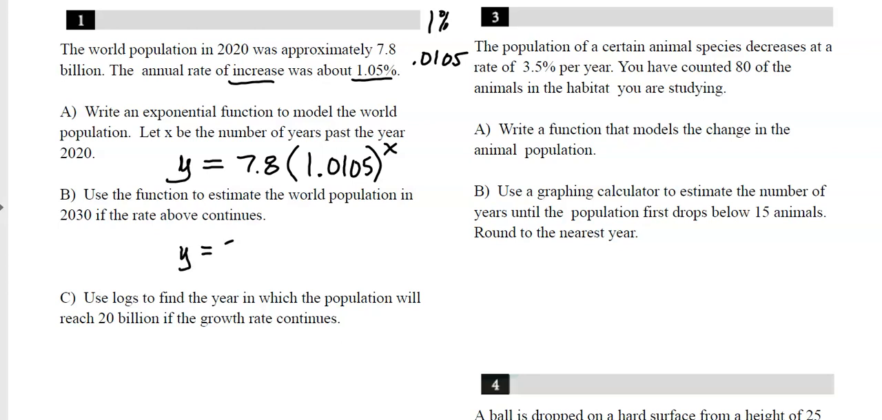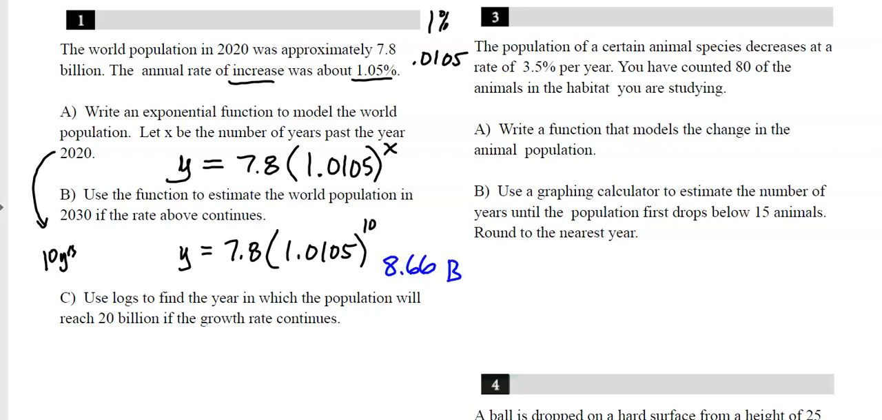So use it to estimate the population in 2030. So to find the population, I do the starting amount, the growth rate, and in this case, if we went from 2020 to 2030, that was 10 years. So I'm going to do this to the 10th power. And when I put that in, I got 8.66 billion. So 8.66 billion people. All right, so that's in 10 years.